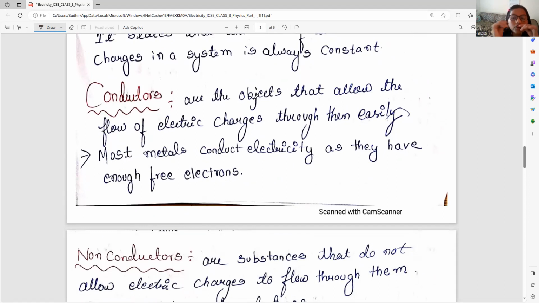Conductors are the objects that allow the flow of electrons or electric charges through them easily. This means conductors have enough valence electrons because they can easily gain or lose them. They are good conductors of electricity. For example, metals have enough valence charge. Most metals conduct electricity as they have enough free electrons.